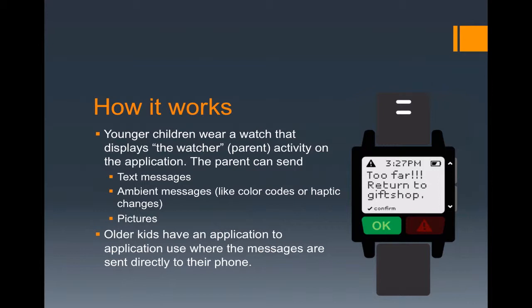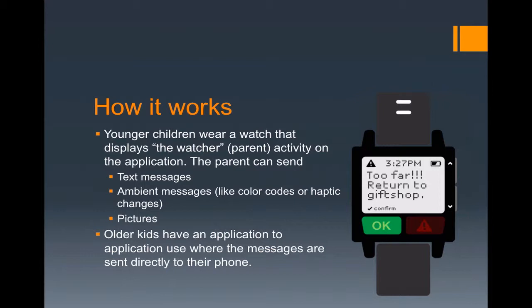Here's how it works. For younger kids, they'll wear a watch that displays what the parent inputs into the application. So the parent can send text messages, and on the watch, you'll see exactly what the text message says. We understand that a lot of younger kids can't all read, and so we want to make sure that the watch also receives ambient messages, like colors or different vibrations that helps the child understand what the parent wants them to do. We also think it will be interesting to use pictures as a way to convey the parent's message.